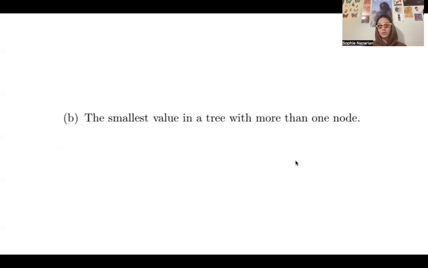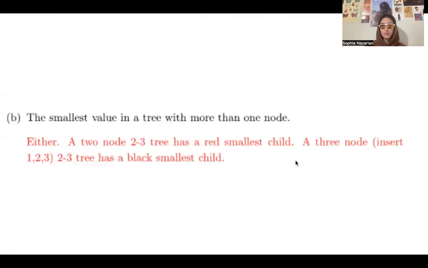What about the smallest value? What color is the smallest value of a tree with more than one node going to be? Well, let's think about this like we did for the largest value, right? The smallest value is always going to be on the left-hand side. And is there any type of restriction as to what color could be on the left-hand side? No. So the answer for this is going to be either. A 2-node 2-3 tree is always going to have a red smallest child, and a 3-node 2-3 tree is always going to have a black smallest child. Or the way I like to think about it is there's no restriction on what color node is going to be on the left-hand side of a tree.